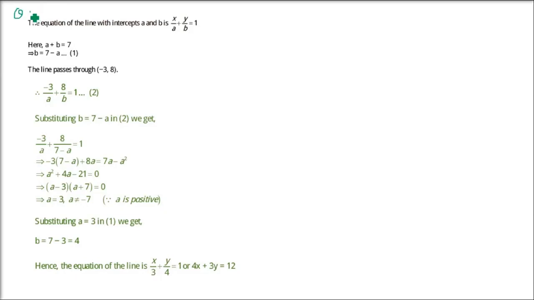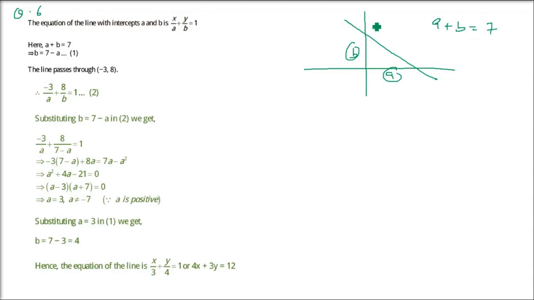Now the next question is question number 6. Find the equation of the straight line which passes through the point minus 3, 8, and cuts off positive intercepts on the coordinate axes whose sum is 7. What is given here is that there is a line and there are intercepts, so we already know they will be a and b. Now a plus b is given as 7, the addition of a plus b is given. Now this line is also passing through minus 3, 8.